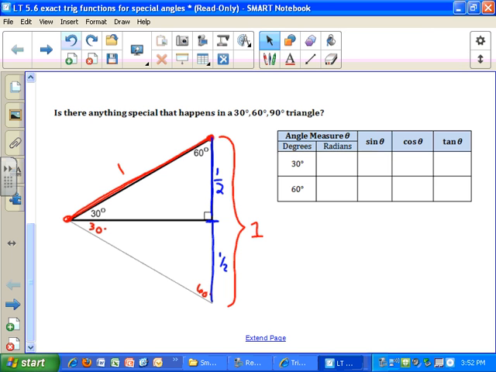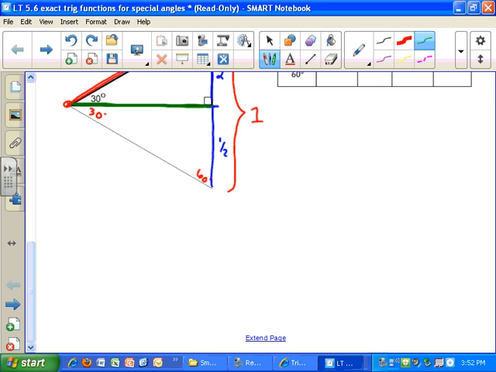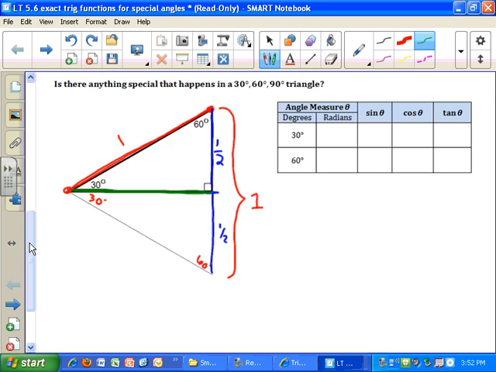And so now we have to figure out, well, what about this measure? What about the adjacent side to a 30-degree angle? How long does that have to be? Well, it's going to have to be somewhere in between 1/2 and 1, because it's a little bit longer than the side labeled 1/2, but it's a little bit shorter than the hypotenuse. So we can do some calculations and figure out how long that side has to be.